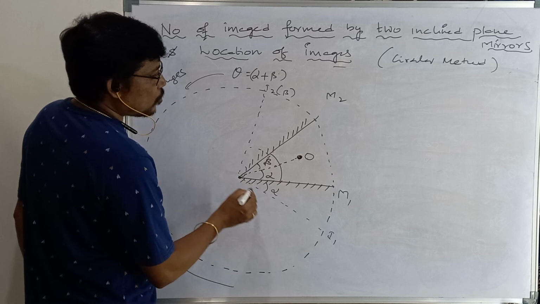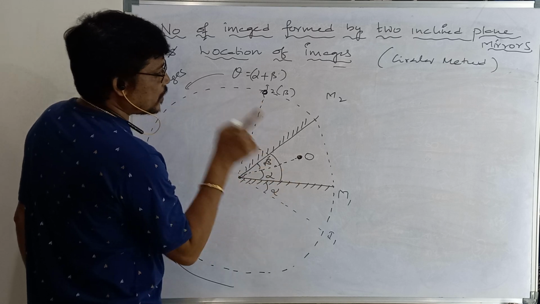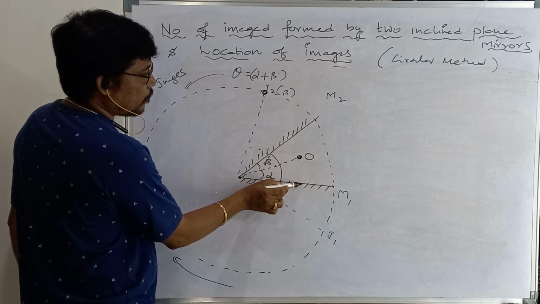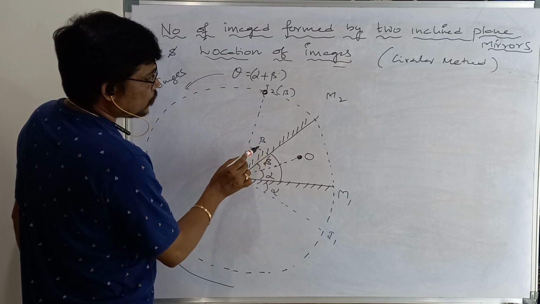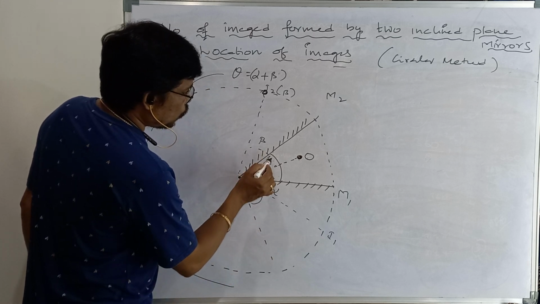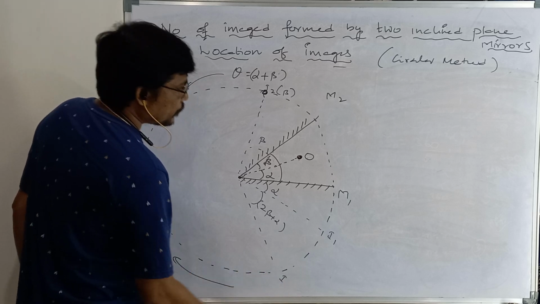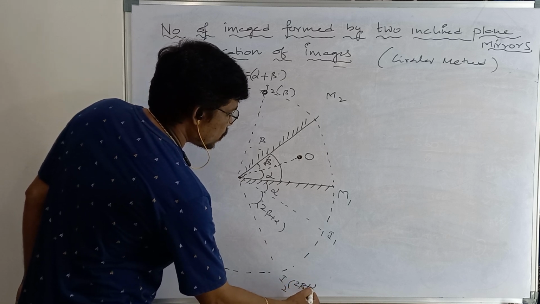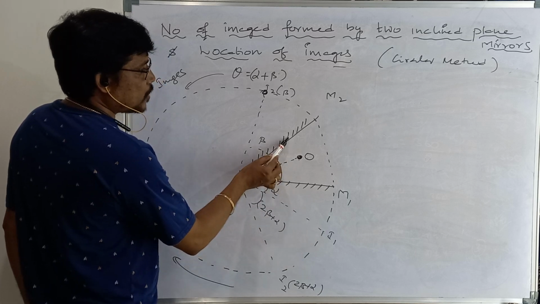Now, where is the next image produced? Again, this image will act as an object for mirror M1 and produce an image somewhere else here. So what is the angle? This is beta, so beta plus 2 alpha. At an angle of 2 beta plus alpha, an image is produced due to mirror M1, that is I2. I can write that as 2 beta plus alpha. Similarly, this image will act as an object for this mirror.